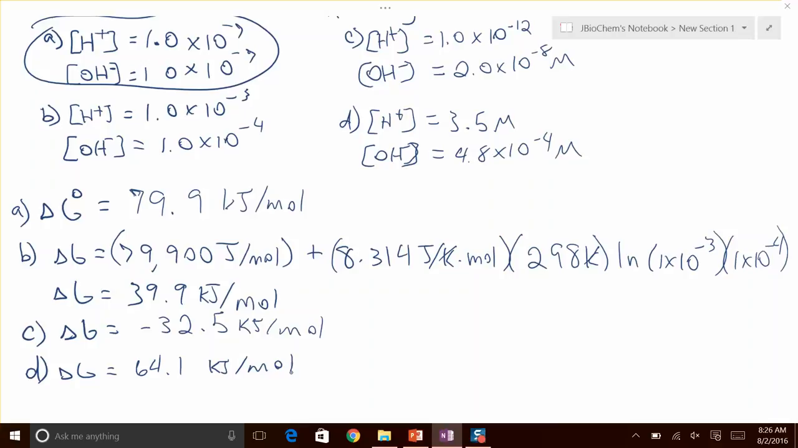Okay, what is the reaction going to do at these concentrations? Okay, and that's what you're trying to find out. Okay, so that's about it for chapter 16, right? I still get confused. Okay, for thermodynamics.